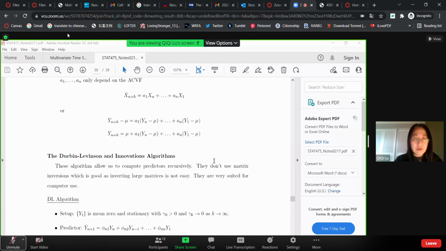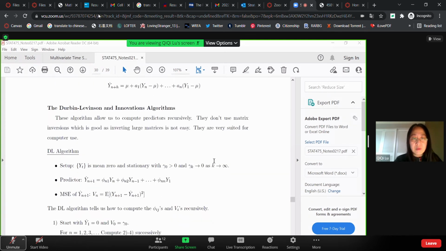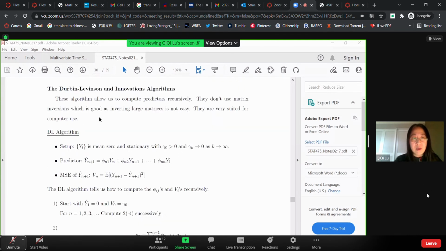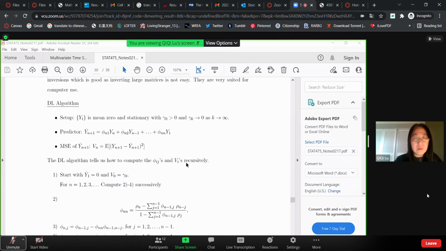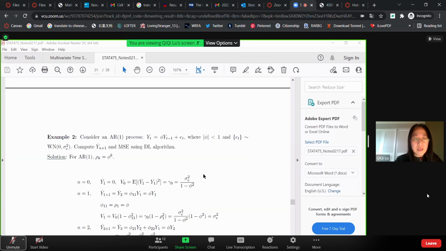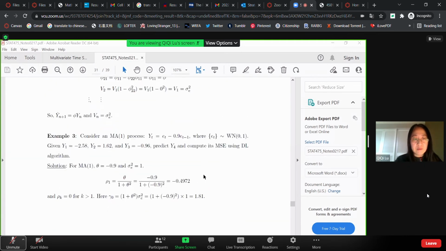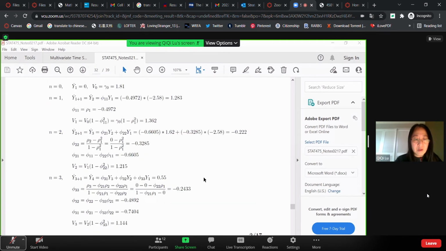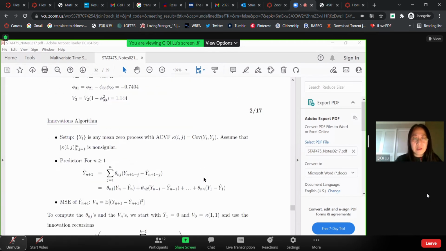to recursively compute the predictors. So the first one we call the DL algorithm, and the second one is the innovations algorithm. So today we'll do the innovations algorithm.